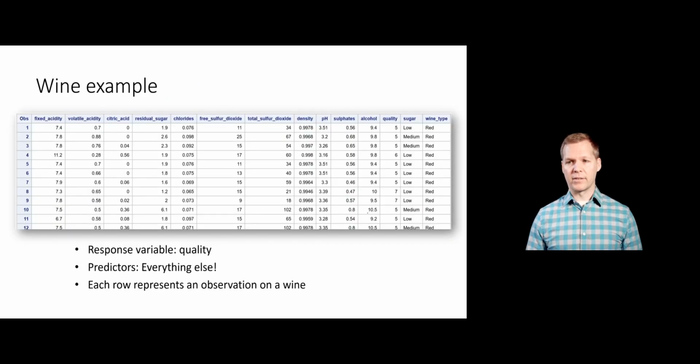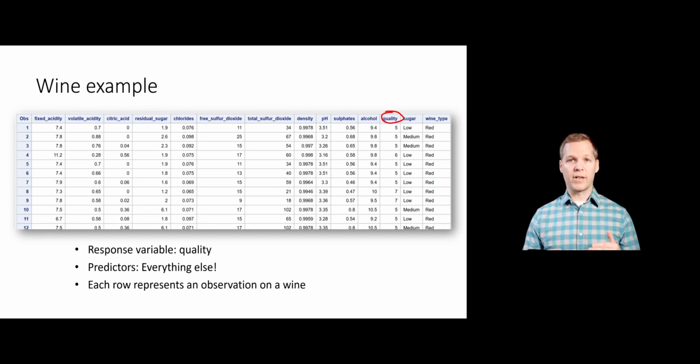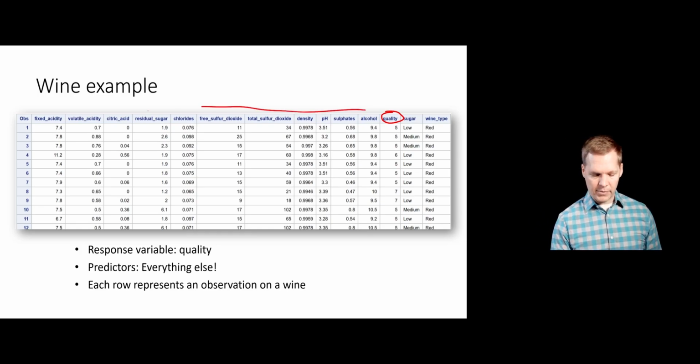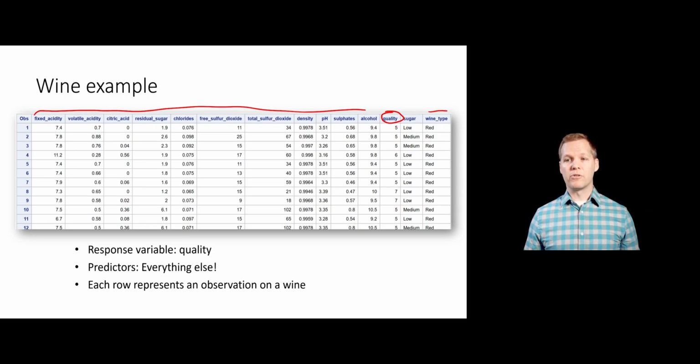Remember that this is what our data looks like. We have this quality variable as our response variable. That's the thing that characterizes how well our wines are performing, i.e. how good they are. And what we might want to do is take these variables that we see over here, and perhaps also the wine type, and try to use those to predict the quality.